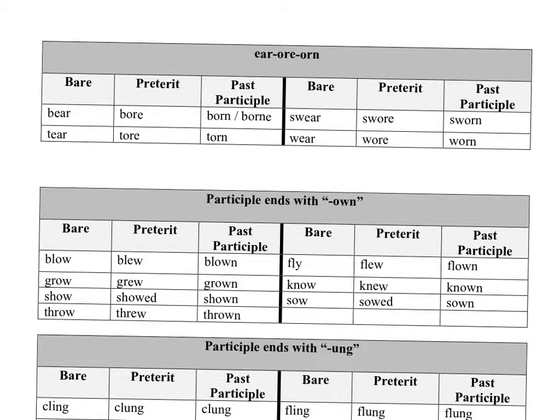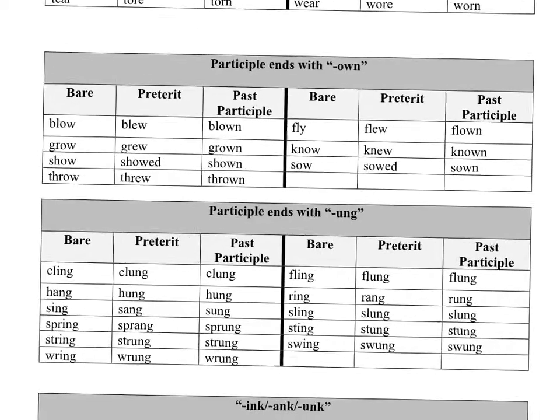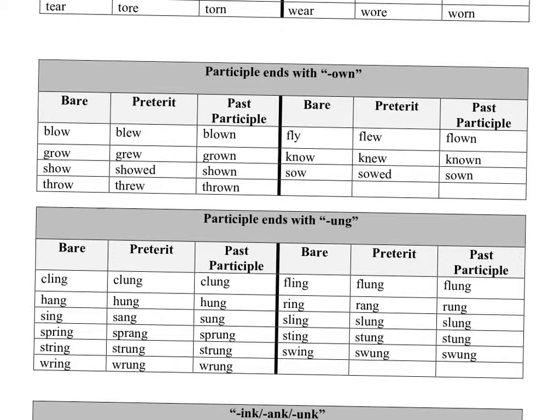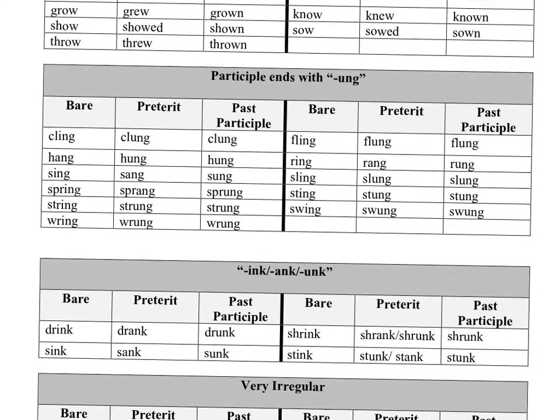A fourth useful group to know about is the group where the participle always ends with own. For instance, blow, blew, blown, throw, threw, thrown, know, knew, known. Another useful group, when you're memorizing the irregular verbs, is the group where the participle ends with an ung. Verbs like cling, clung, clung, sing, sang, sung, ring, rang, rung, swing, swung, swung.